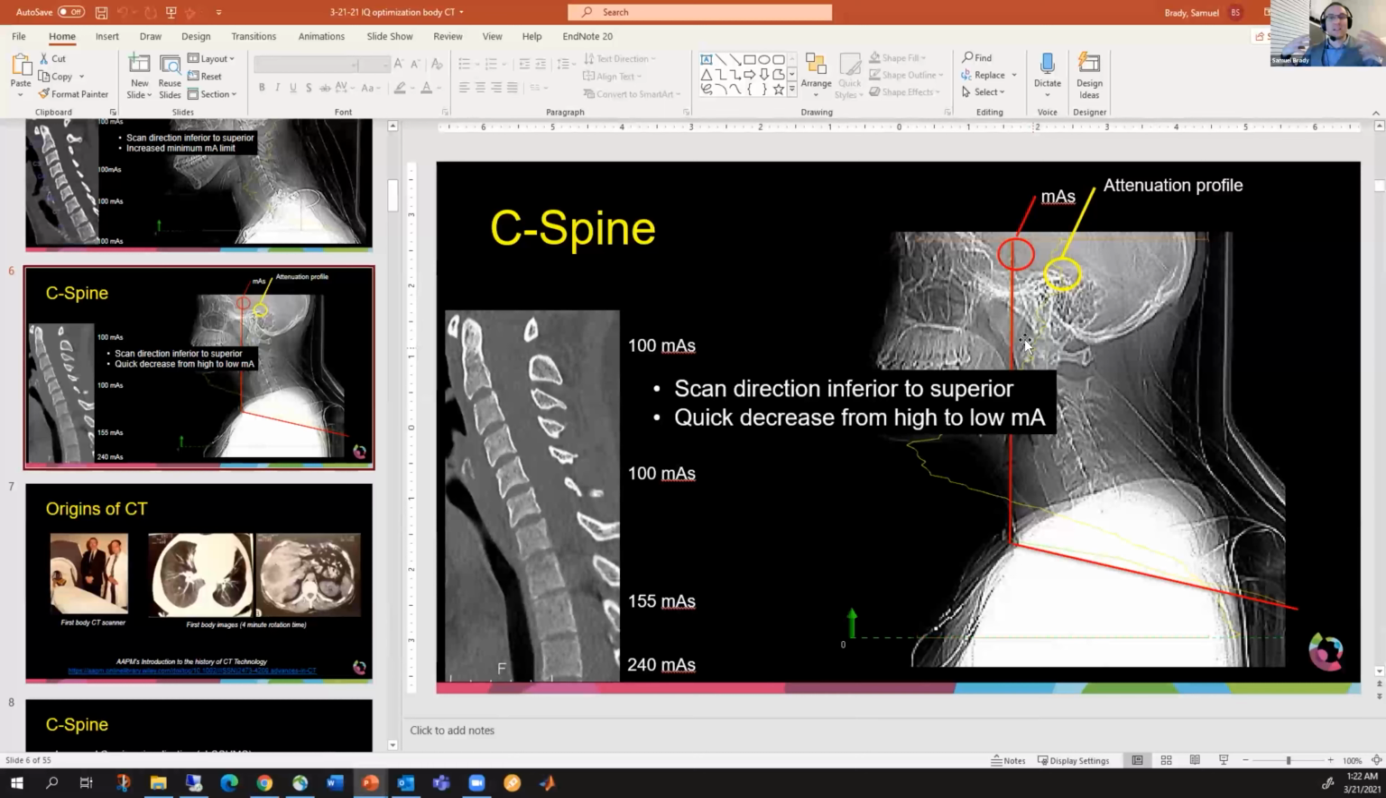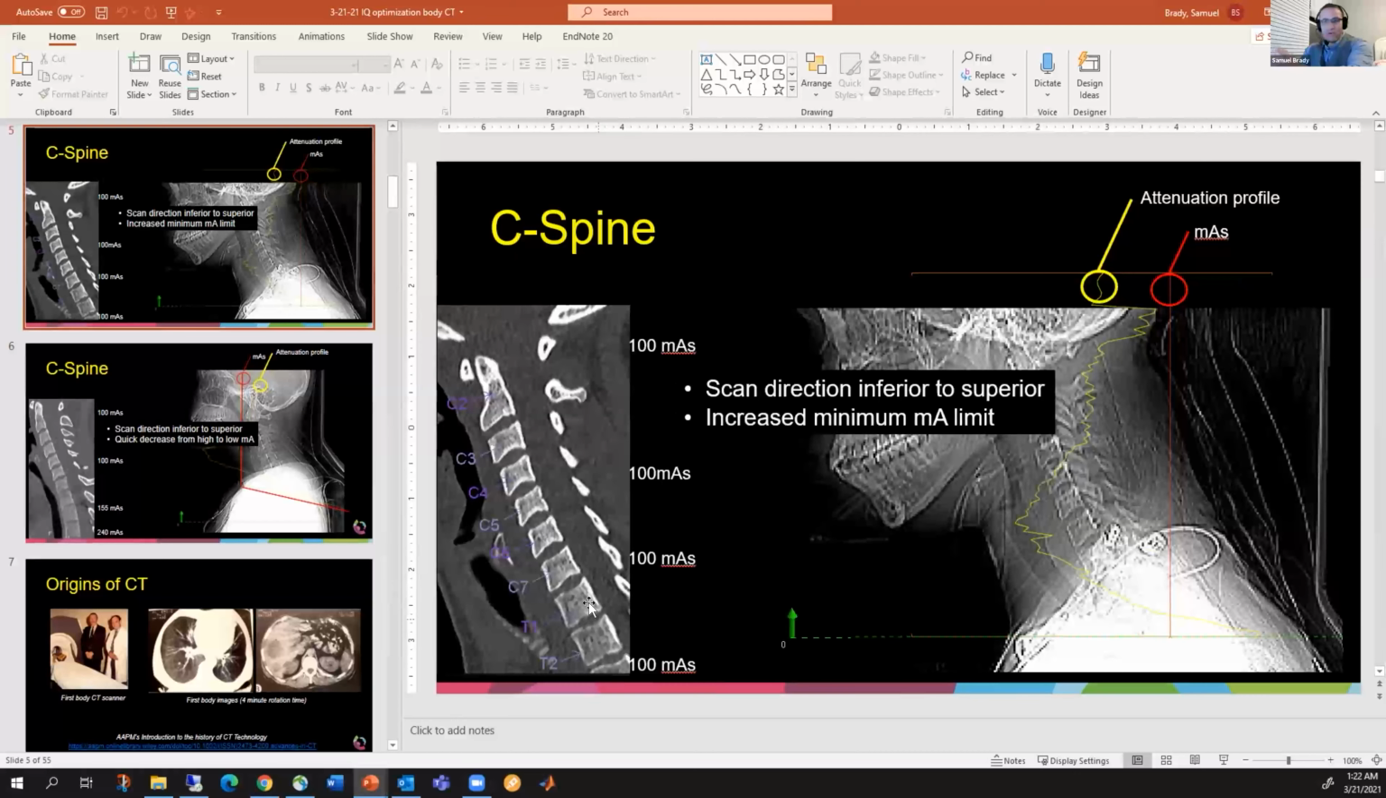You may need a little less noise, so you may need to set your minimum mA a little higher. Whereas in bony anatomy, that might be okay. Even though it's not perfect, this might be okay right here, what you see on the screen. Whereas with soft tissue, this might not be enough, in which case you might need a little bit more radiation.